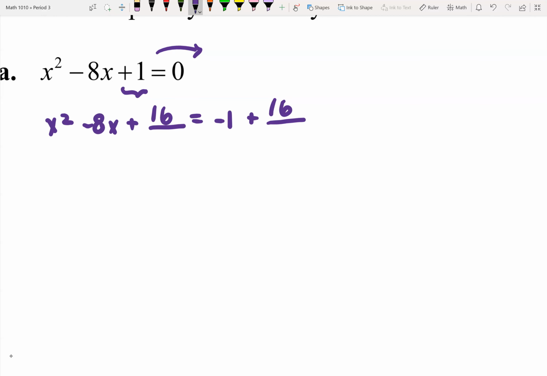You're going to factor the left. So guys, look, you got your parenthesis, make your x. Somebody tell me what sign comes right after the x. A negative, because your 8x is a negative. And then you always just go, what's the square root of 16? That's a 4, and it's squared. Equals negative 1 plus 16 is 15.